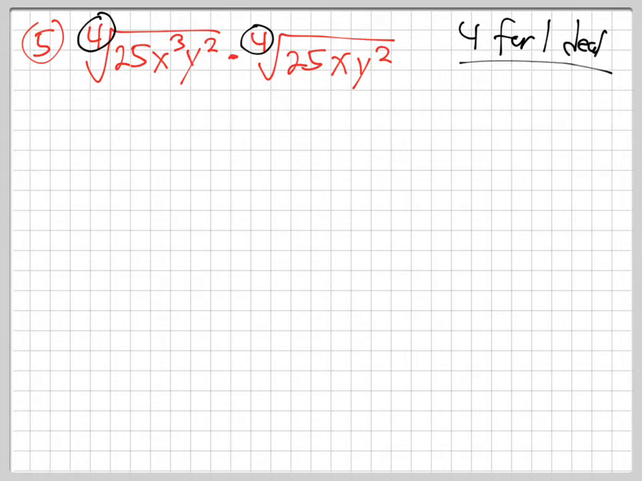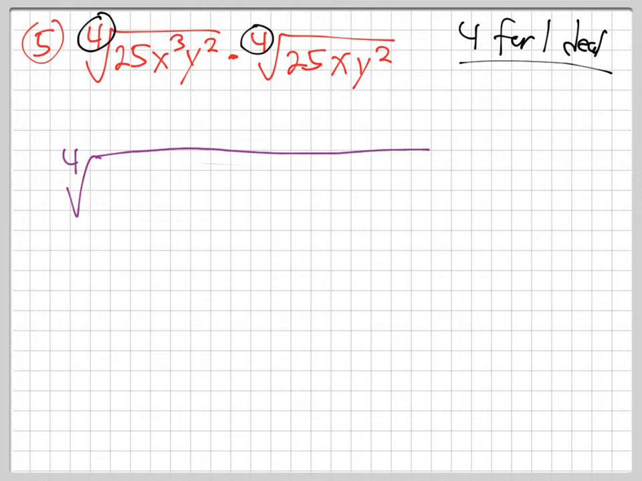Now, what about the fact that we have 2 separate roots? Doesn't matter at all. Just chunk all that stuff into one big root. There's nothing special about the 2 roots. I'm just going to make one big old 4th root. It's got to keep the 4 in the hook, though. We can't change the deal. It's still a 4-for-1 deal.